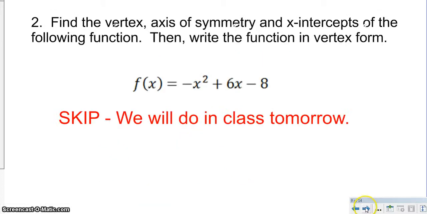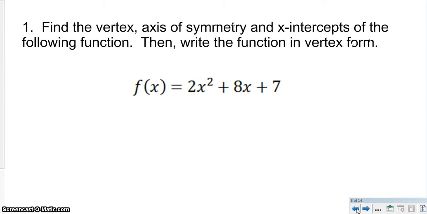Okay, so now I'm going to walk you through 2 of the examples on this page. Any of the examples that I am not walking you through right now, you can skip and hang on to. We'll do them tomorrow in class together. So we're going to do number 1. It says find the vertex, axis of symmetry, and x-intercepts of the following function. Then write the function in vertex form. So we have a lot of things to do here.